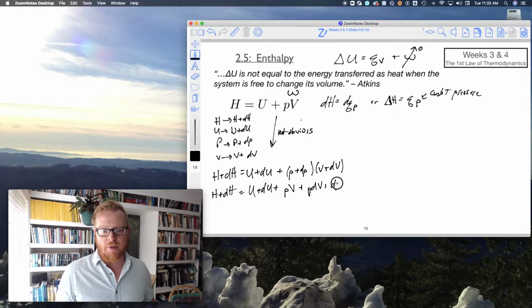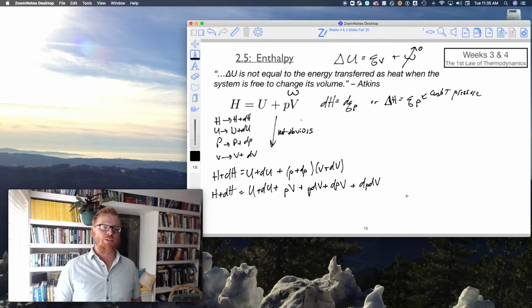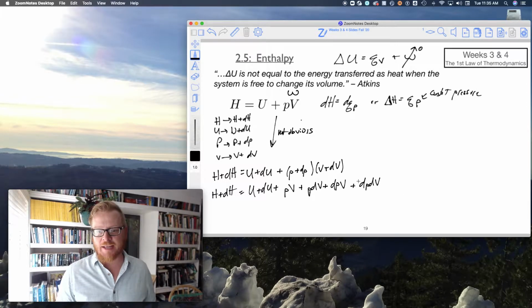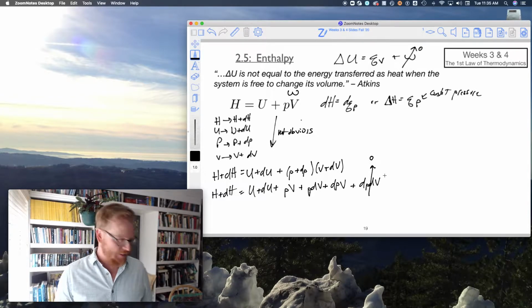Inside gives me dPV. And last gives me dPdV. And now I kind of have to sort out what to do with all of this stuff, okay? Well, first thing to recognize, dP times dV, we're going to assume that tends to 0.